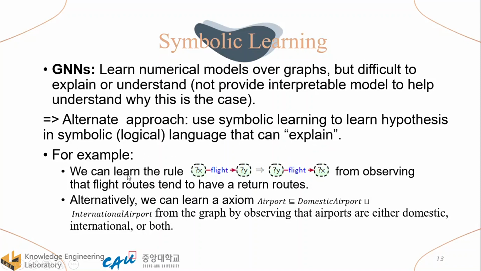For example, we can learn the rule: if there is a flight from X to Y, then there also exists a flight from Y back to X, from observing that flight routes tend to have a return route. Alternatively, we can learn an axiom about airports. This axiom right here says airports are either domestic airports or international airports or even both of them.